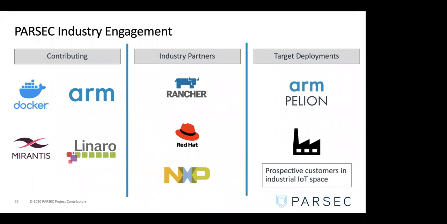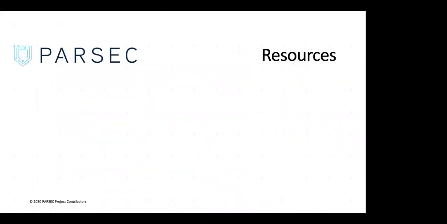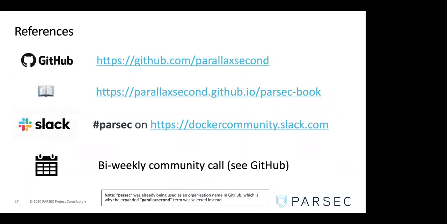Okay, I've been talking for about half an hour. So before I open up for questions, let me just leave the resources slide up so that people can see the relevant links to learn more. You can see the GitHub reference there. Don't be confused by the name Parallax Second. The project has multiple GitHub repos and they're all collected together into an org. Ideally, the org would have been called Parsec, but alas, that was taken already. So we've had to use the expanded astronomical term instead.